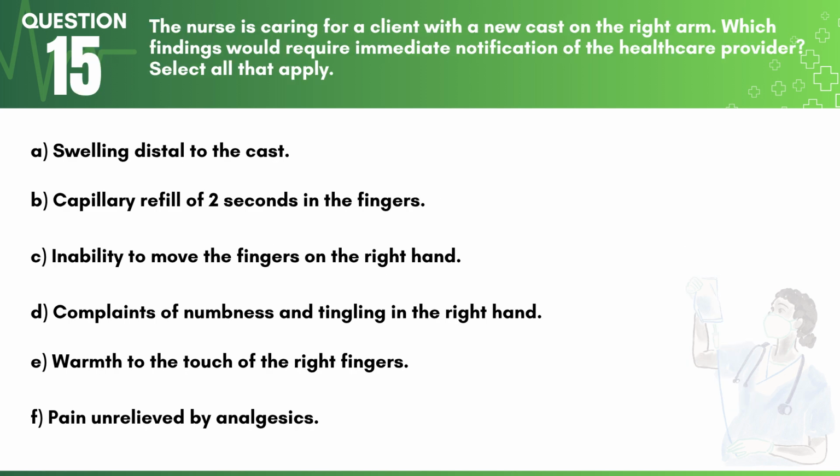Question 15. The nurse is caring for a client with a new cast on the right arm. Which findings would require immediate notification of the healthcare provider? Select all that apply. A. Swelling distal to the cast. B. Capillary refill of 2 seconds in the fingers. C. Inability to move the fingers on the right hand. D. Complaints of numbness and tingling in the right hand. E. Warmth to the touch of the right fingers. F. Pain unrelieved by analgesics.